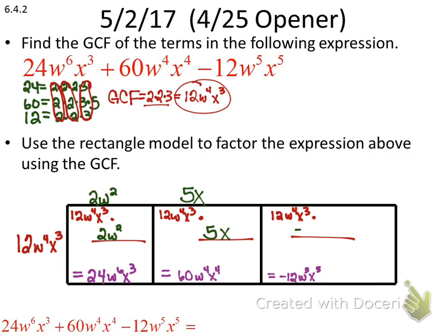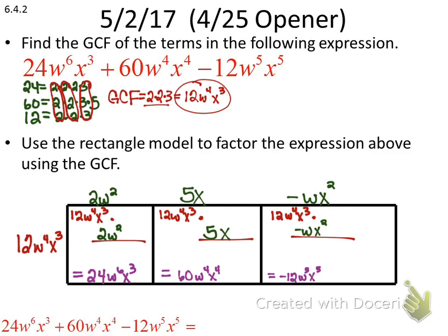All right, so I have 4 w's and 5 w's. How many more w's do I need? You said it, Nico. I just didn't hear you. 1. I have 3 x's up here. I need a total of 5, so how many more do I need? So x squared. So the width of this final section of our rectangle is negative 1wx squared, or just negative wx squared.